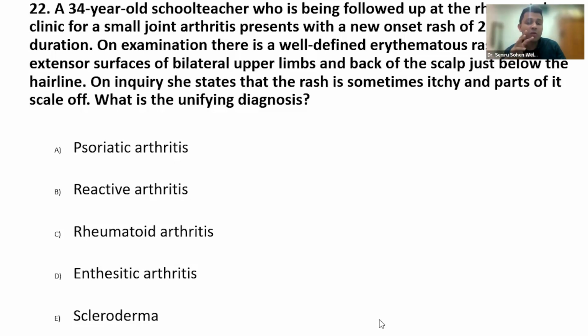So when you have psoriatic arthritis, there are about 5 types of psoriatic arthritis. You can have isolated DIP involvement, that is distal interphalangeal joint involvement. You can have asymmetric oligoarthritis. You can have symmetric oligoarthritis, which can be very similar to rheumatoid arthritis. Then you can get a very deforming sort of arthritis that is known as arthritis mutilans, and you can get psoriatic spondyloarthritis also. So out of these options, reactive arthritis is out, rheumatoid is out, enthesitis is out, scleroderma is out. The answer would be psoriatic arthritis.